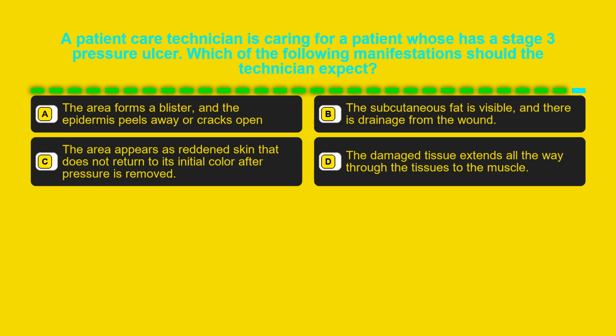Question 29. A patient care technician is caring for a patient who has a stage 3 pressure ulcer. Which of the following manifestations should the technician expect? Option A. The area forms a blister, and the epidermis peels away or cracks open. Option B. The subcutaneous fat is visible, and there is drainage from the wound. Option C. The area appears as reddened skin that does not return to its initial color after pressure is removed. Option D. The damaged tissue extends all the way through the tissues to the muscle.